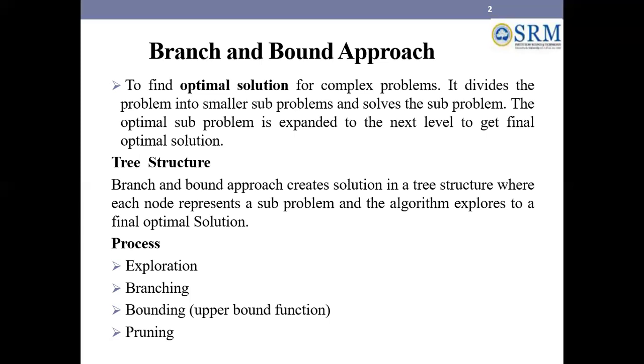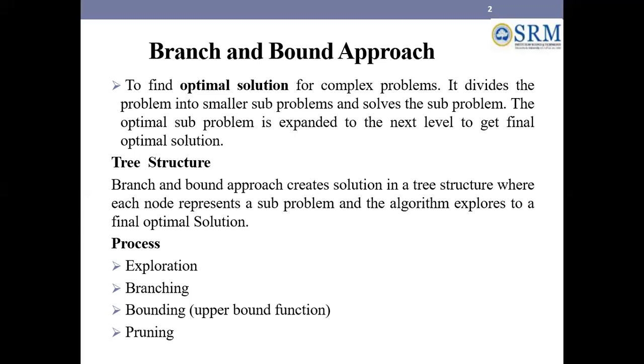The problem is represented in the form of a tree. The root node has the initial solution, so that can be explored at the first level. The number of possibilities is called branches. The number of possibilities for solving the initial solution, that is the initial subproblem, is called branching. The number of possibilities is the number of branchings.